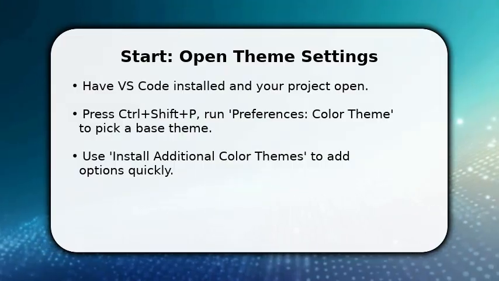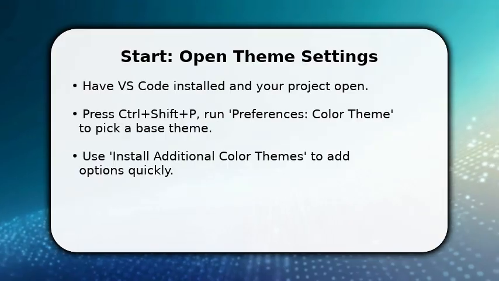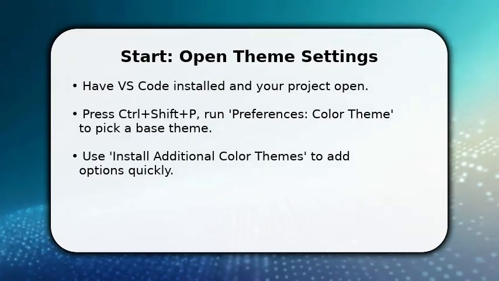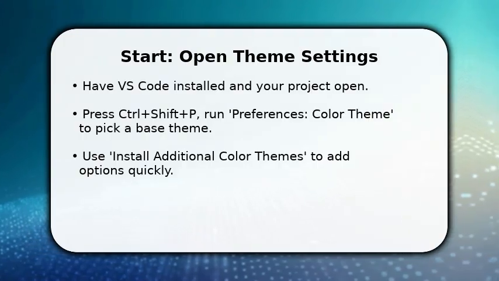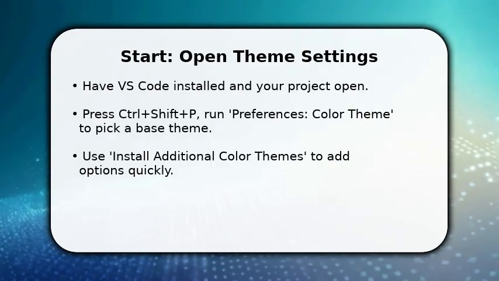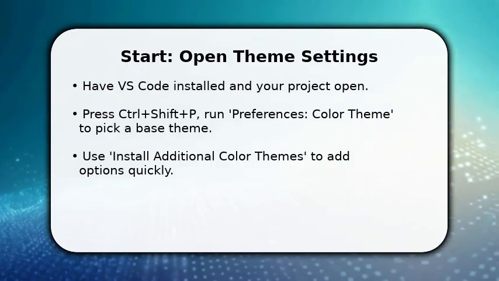You begin by confirming VS Code is running and your workspace is open. Next, press Ctrl+Shift+P and type Preferences: Color Theme to quickly preview built-in themes. Choose one as your base so you see immediate color changes.